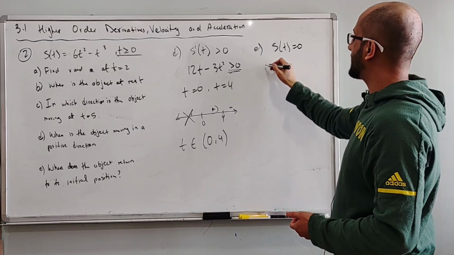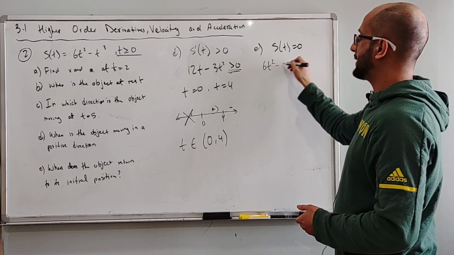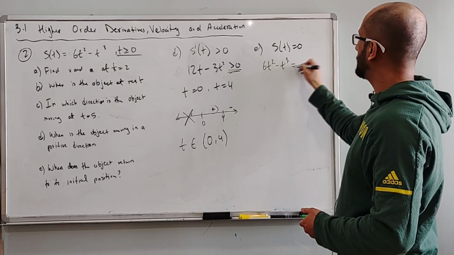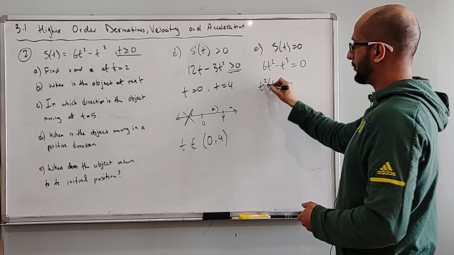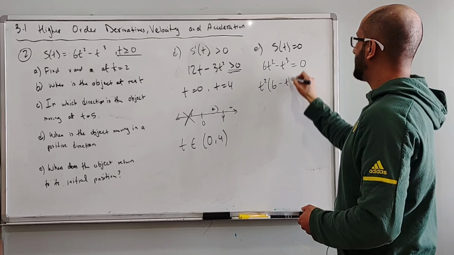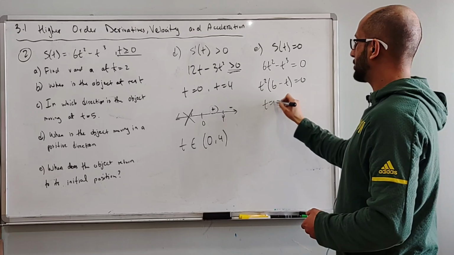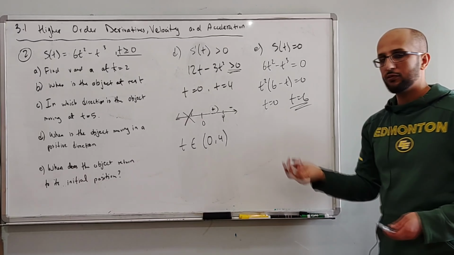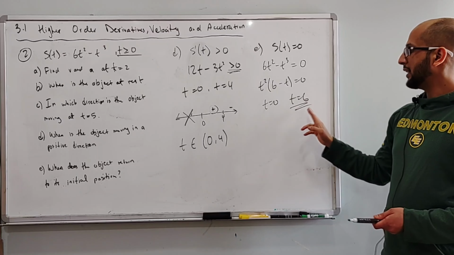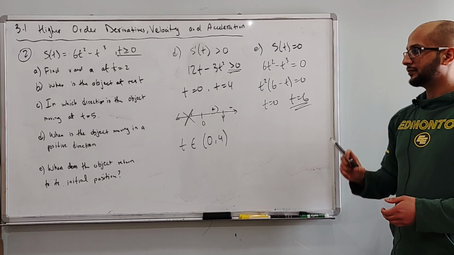So to do this, we're going to set the original equation, 6t squared minus t cubed, equals 0. We can start by factoring out t squared: t squared times 6 minus t is equal to 0. So we know t equals 0 and t equals 6. So when does it return to its original position? At 6 seconds.